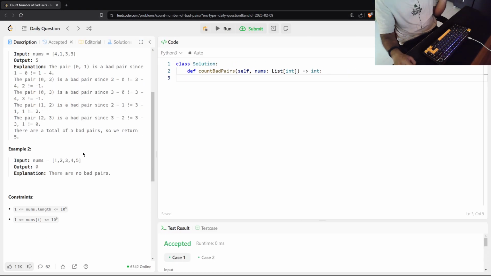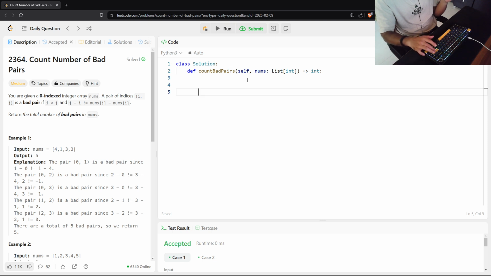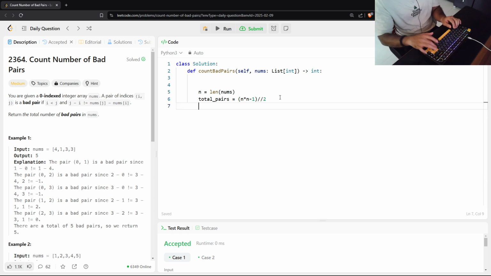As I said, first we need to find the total number of pairs. For that we are going to need n. n is nothing but the length of nums. So total pairs is going to be nothing but this maths formula that we discussed, n times n minus 1 by 2, and we need to do a floor division, otherwise we will get decimal values. So this is the total number of pairs. Now we also need a hash map to find the total number of good pairs.